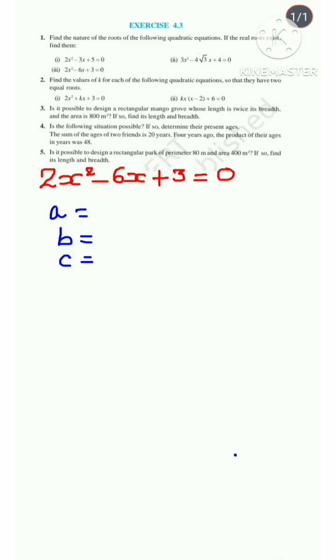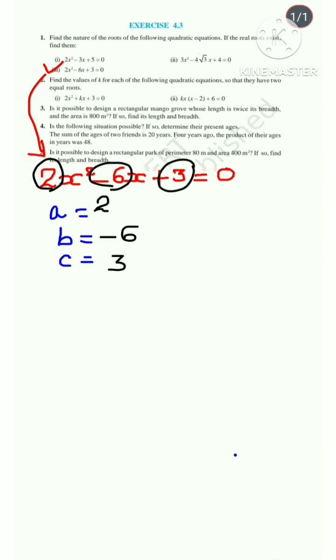Okay, now question number 3, which I have already copied here, and in this equation a equal to 2 and b equal to -6, c equal to 3. Now we have a formula for finding discriminant. That formula is d equal to b square minus 4ac.